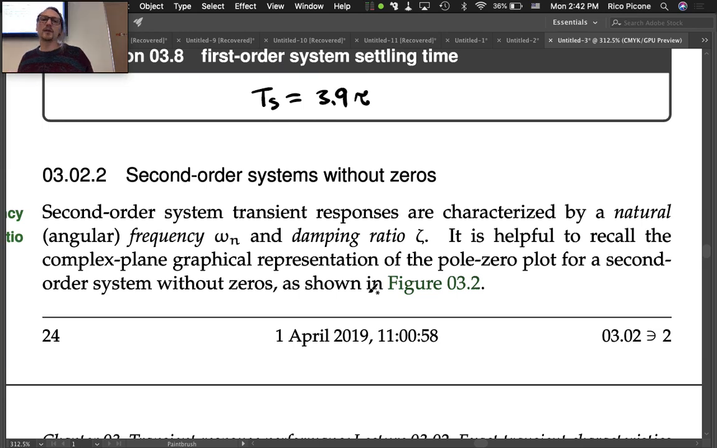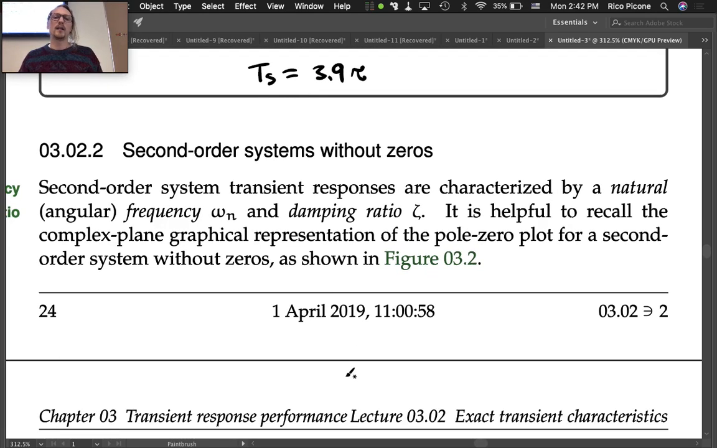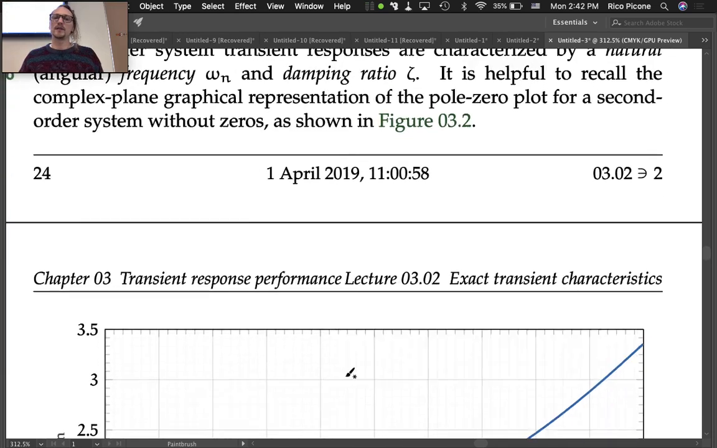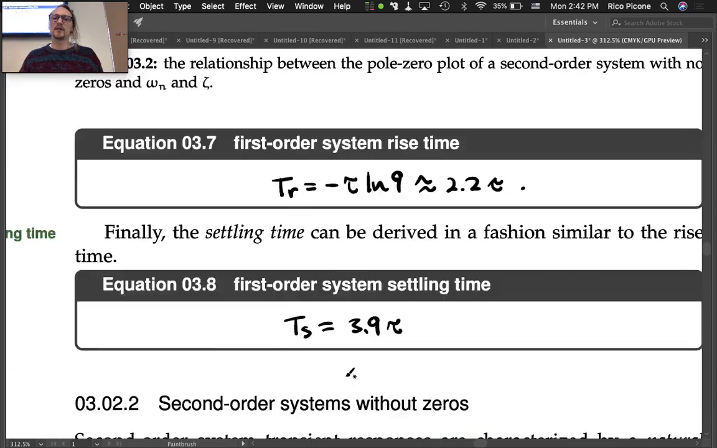Okay. Second order systems without zeros. So once again, remember this is without zeros, but we're going to look at second order systems as well. Second order system transient responses are characterized by a natural frequency omega n and damping ratio zeta. It is helpful to recall the complex plane graphical representation of the pole zero plot for a second order system without zeros, as shown in figure 3.2. So that's actually up here.